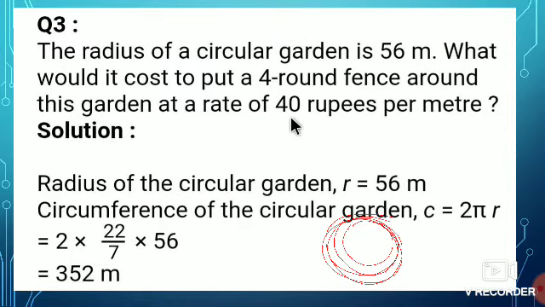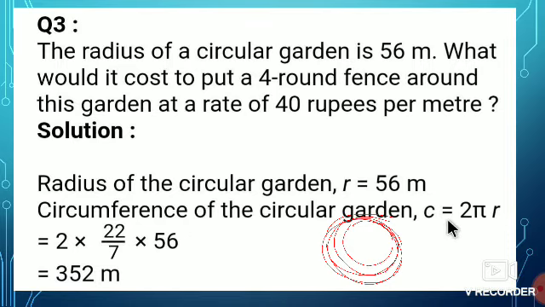And the rate for the 1 meter of the wire is given here, but when we need the wire, that time we should know the length of the wire. So to find out the length of the wire which is needed for the fencing, for that we should find out the circumference of this circle or the circular garden. So we will find out the circumference first.